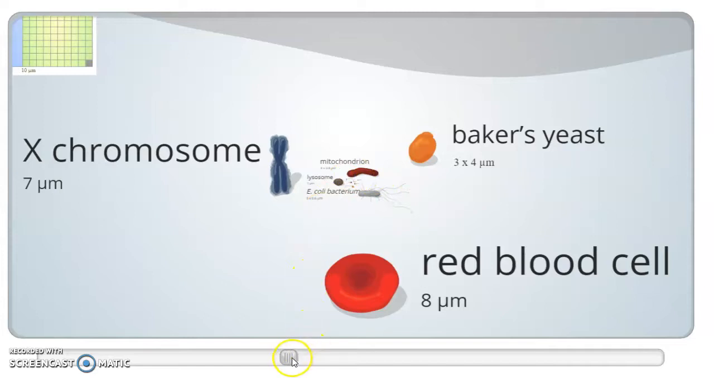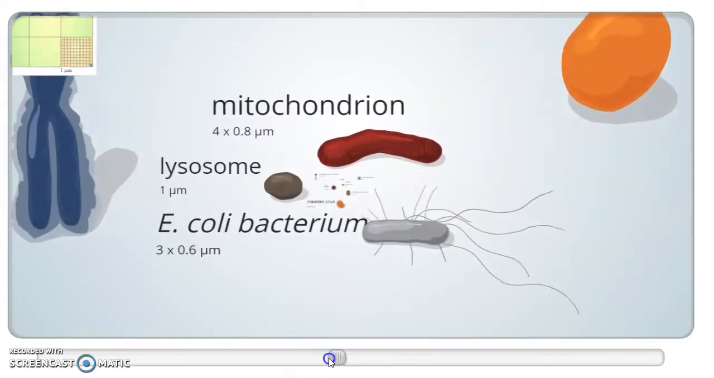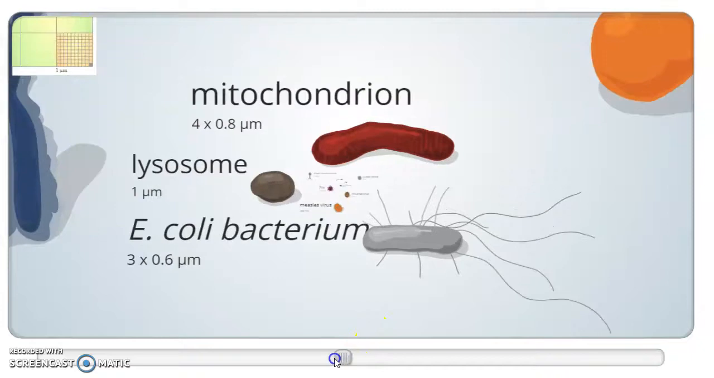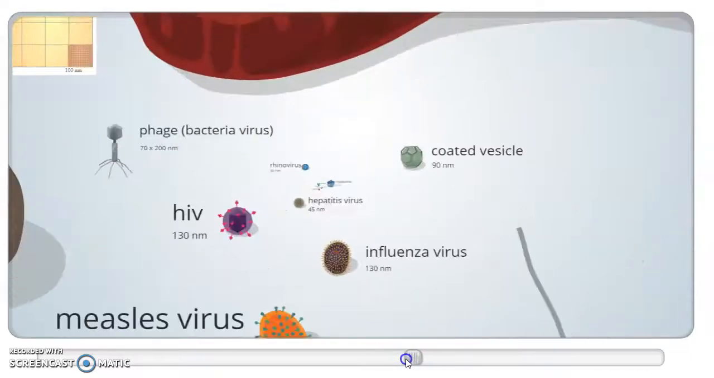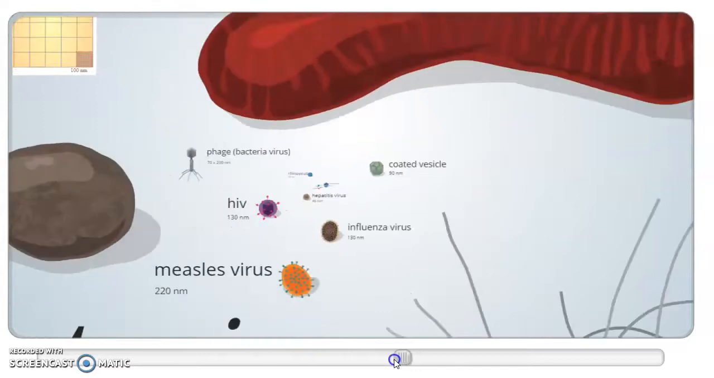And then we get into actually some organelles right here in bacteria. So a lysosome, it's going to break down different components within this cell and digest it. Mitochondria is going to be the energy producing part of a cell. We'll talk about that one a little bit later. And then E. coli bacteria, it's bacteria that's commonly present in feces, and it's pretty abundant. Then we have the measles virus. So if you see here, these viruses that we've been talking about are really pretty small.